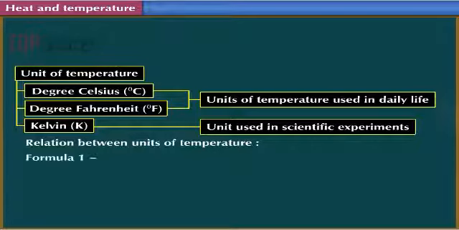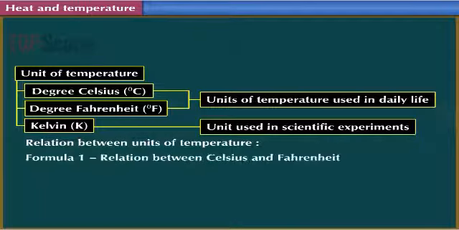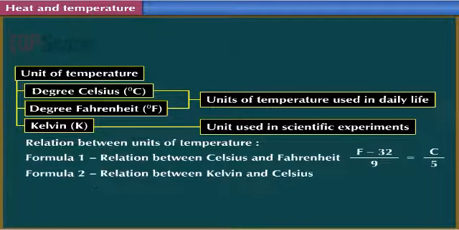Formula 1. Relation between Celsius and Fahrenheit. (F minus 32) upon 9 is equal to C upon 5. Formula 2. Relation between Kelvin and Celsius. K is equal to C plus 273.15.